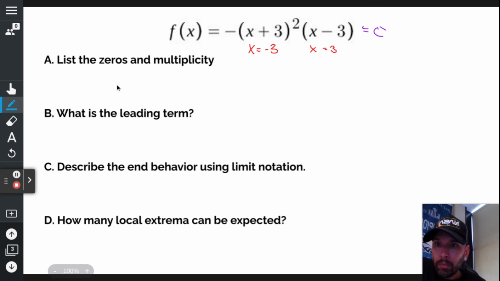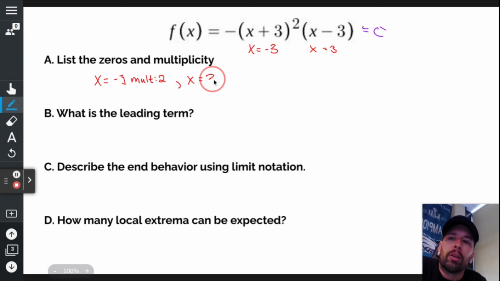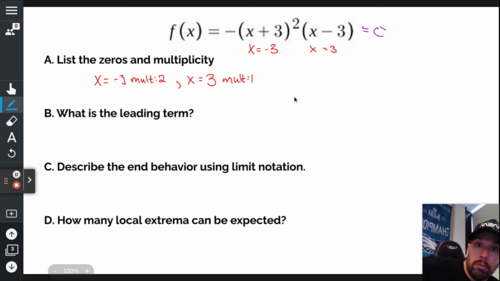Now, I'm going to write out x equals negative 3 with a multiplicity of 2. What does multiplicity of 2 mean? Since the factor that gives you the 0 of negative 3 is being squared, that means it has a multiplicity of 2. When x is equal to regular 3, the multiplicity is 1. I don't know if I really needed to say that, but I'm saying it anyway.